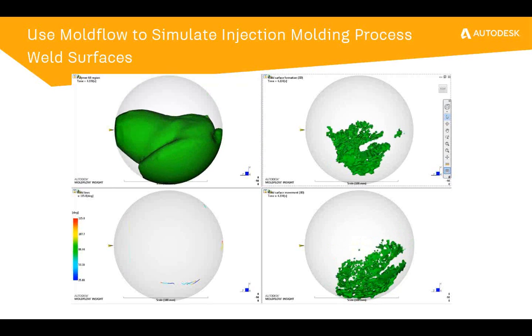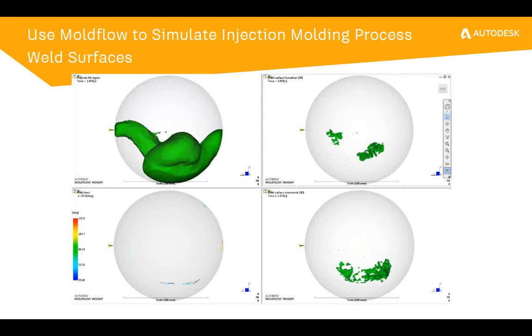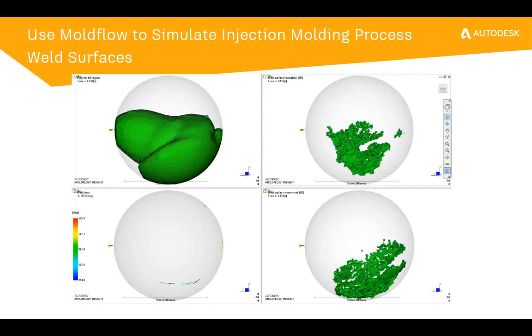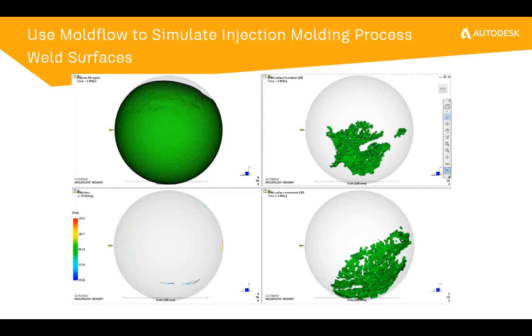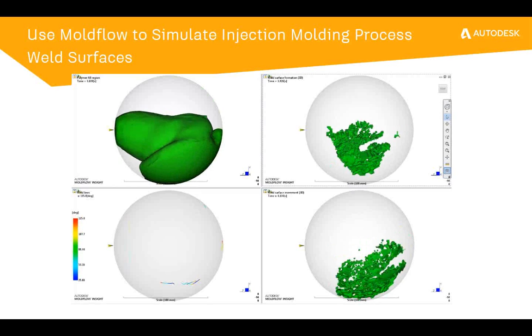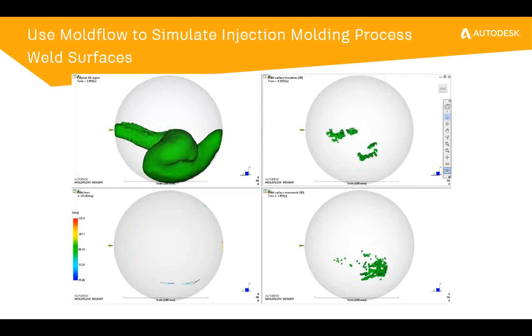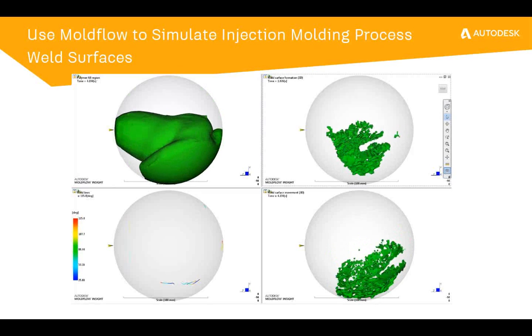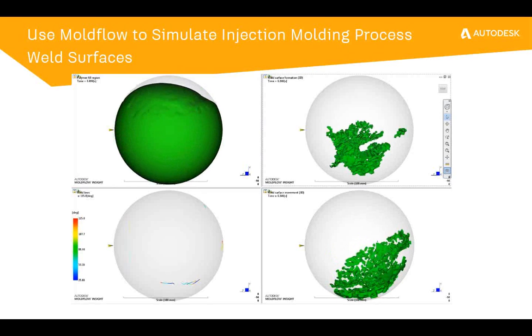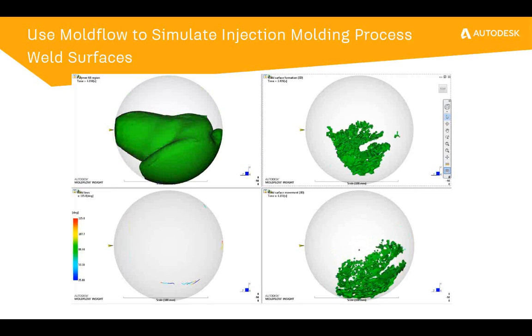So this is a very important distinction to understand because the final weld surface location is what we're most interested in from the structural analysis. Not the formation location, but where those weld surfaces fragment and end up in our part, because that's going to be where our part is structurally the weakest. Not at where the weld surfaces form, but at where those weld surfaces eventually end up after the filling and packing process.